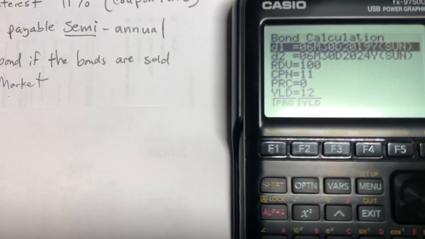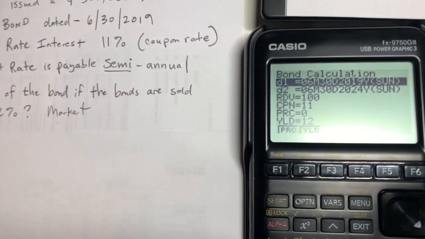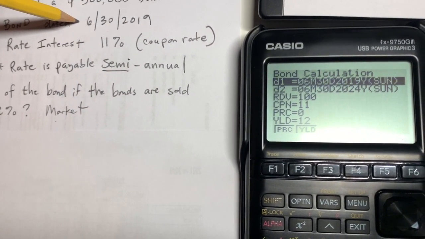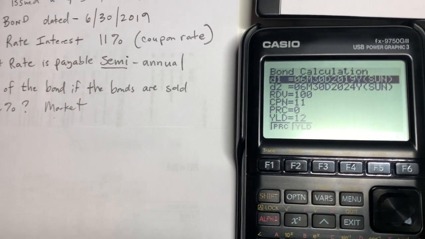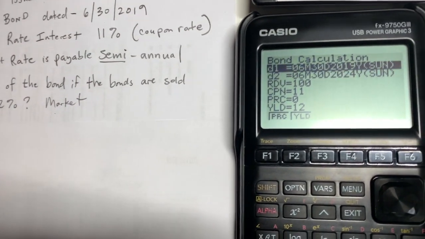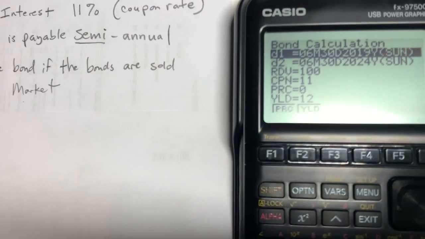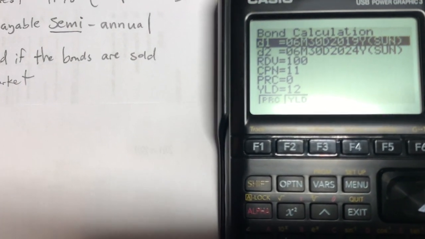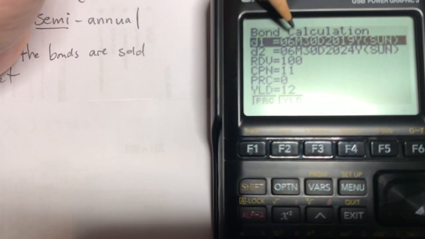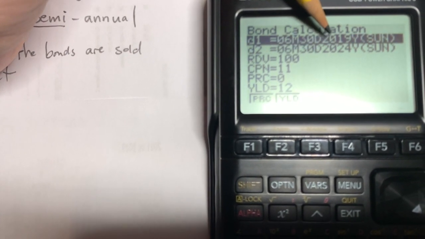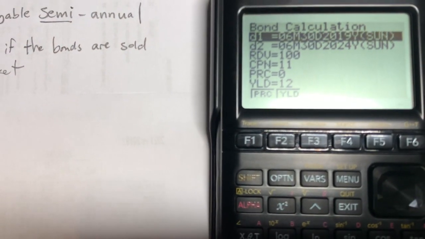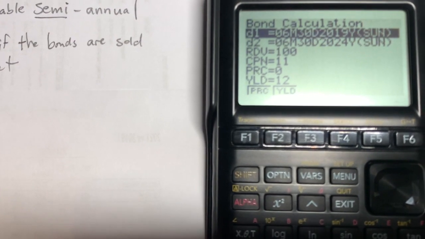The first date is our start date, which we already read earlier is June 30th of 2019, and then we are going to enter that date. It's relatively simple to enter on the calculator. You can see this is 06 month, 30 day, 2019 year. So you just go in and start hitting numbers.